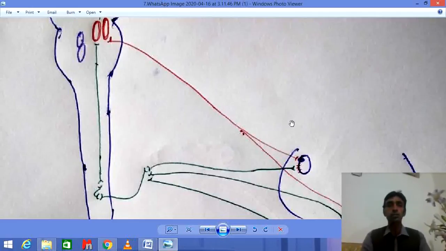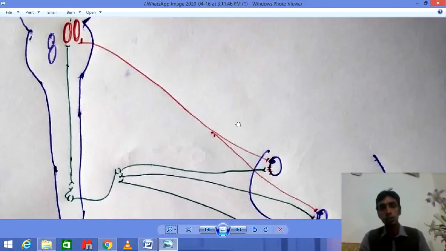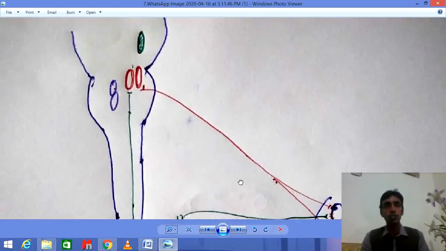But sometimes the cardio-inhibitory center activates these M2 receptors. When these M2 receptors are activated, it will automatically lower the heart rate, and when the heart rate is decreased, the blood pressure will eventually decrease. So this is one feedback mechanism.